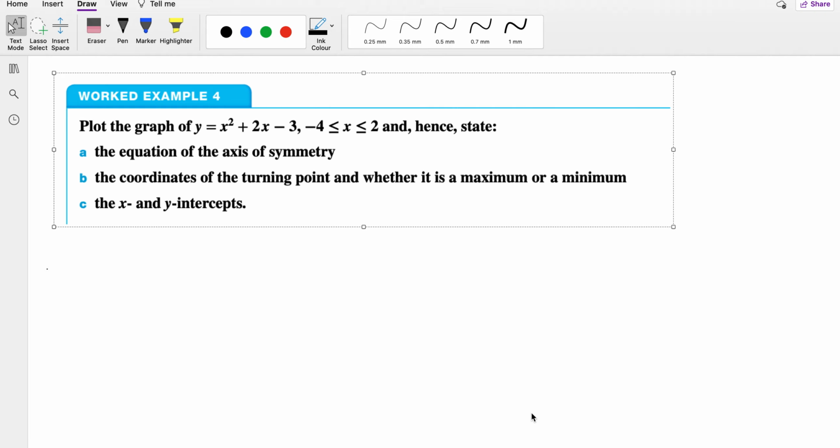Example, girls. So it says plot the graph of y equals x squared plus 2x, take away 3, in this area, when x is greater than or equal to -4 and less than or equal to 2. So now we're going to plot this.